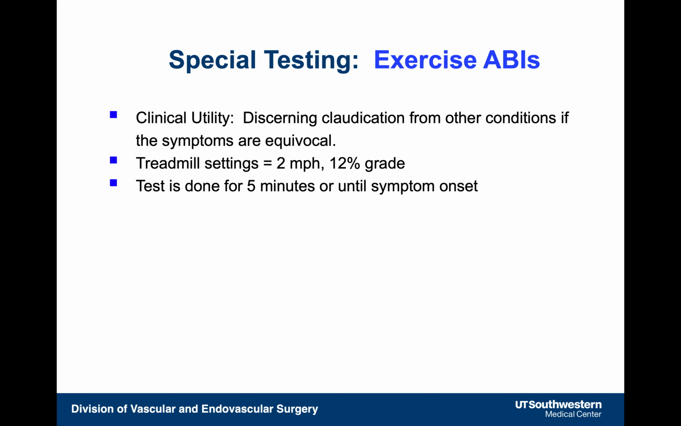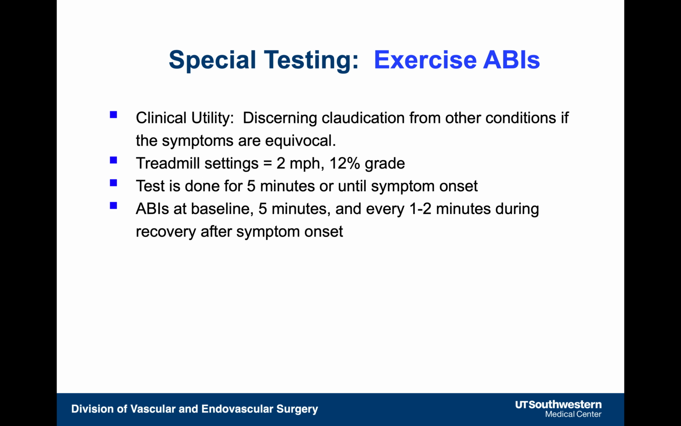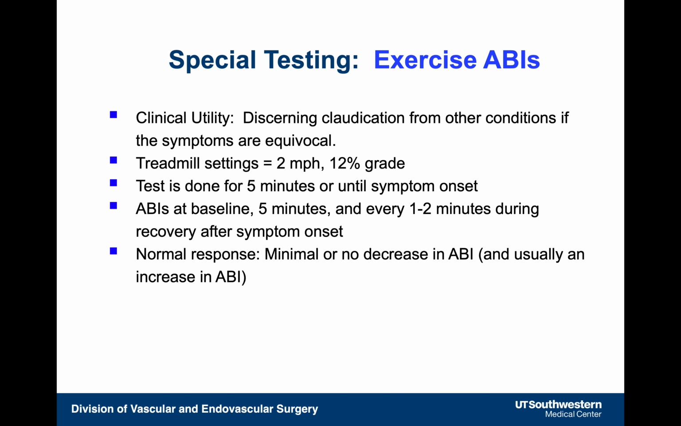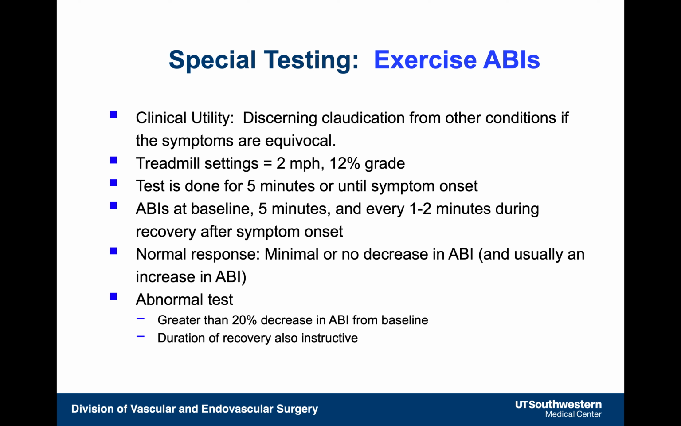The test is done for 5 minutes or until symptoms start. You obtain ABIs at baseline, at 5 minutes, and then at 1 to 2 minutes during recovery after symptom onset. A normal response is minimal or no increase in the ABI, and actually initially you may see an increase in the ABI, whereas an abnormal test is a greater than 20% decrease in ABI from baseline.